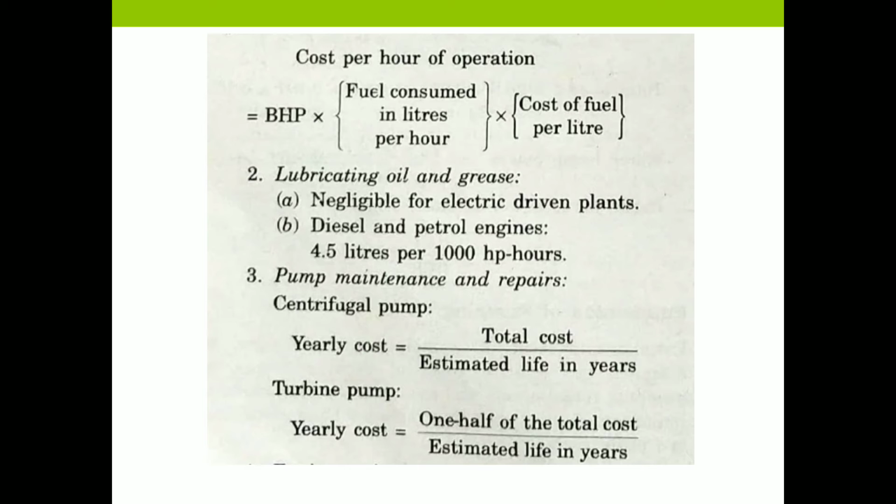Then another thing is lubricating oil and greases. A: negligible for electric driven plants. B: for diesel and petrol engines, 4.5 liter per 1000 horsepower hours. This means the cost of lubricating oil and greases for electric driven plants is negligible, and for diesel and petrol engines it will be 4.5 liter per 1000 HP hours.